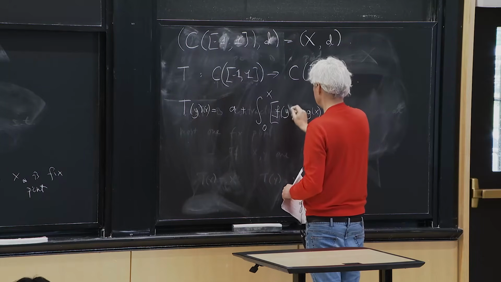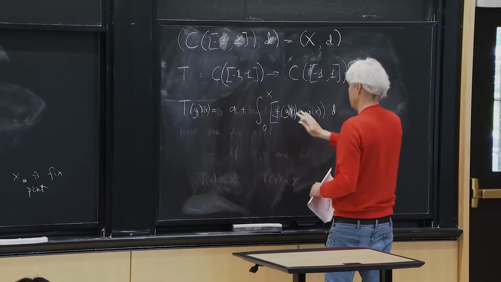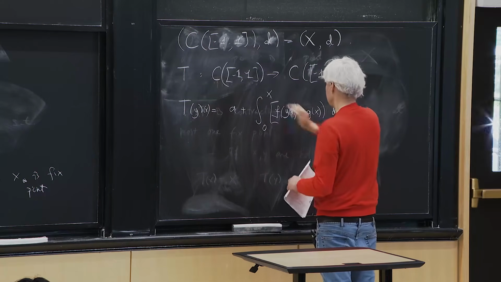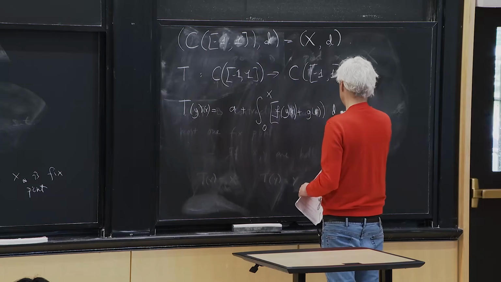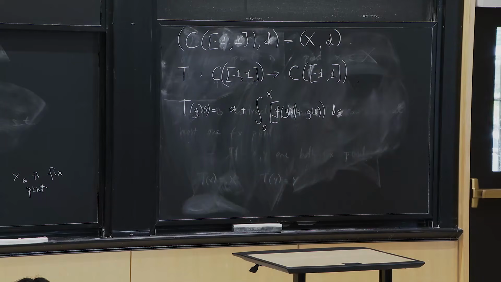And this here is a function of x, right? Also, it's like this. And I shouldn't write x because I now use x up here. So I write it like that, d f. Okay, that's how the map is going to be defined.